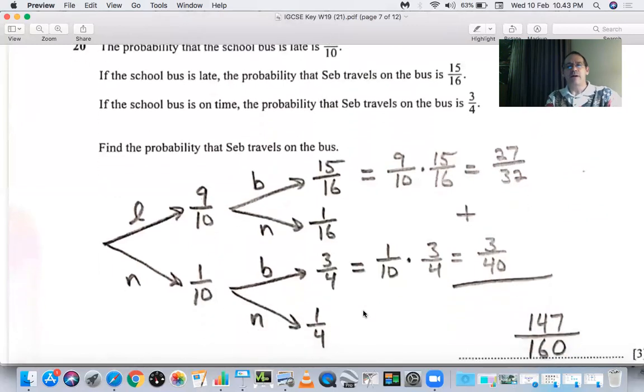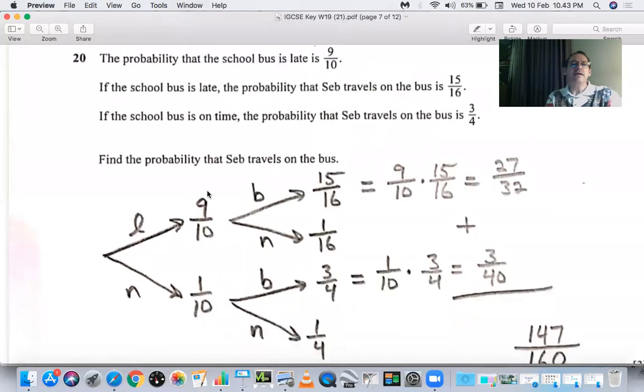Now here's a probability question. The probability that the school bus is late is 9/10. So your first tree diagram is late or not late with 9/10, and then that leaves not late with 1/10. Remember, each tree segment has to add up to 1. So 9/10 plus 1/10 is 10/10, which is 1.